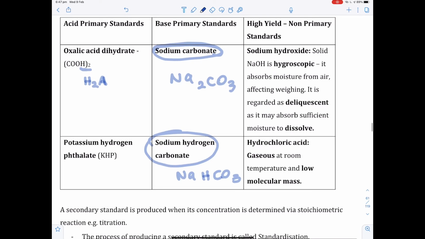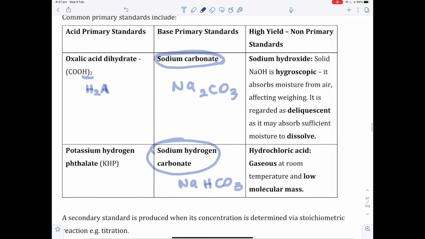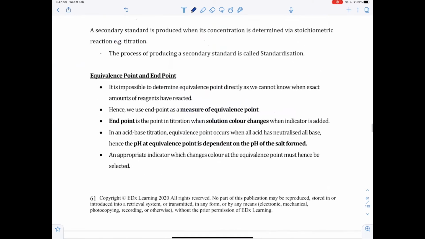Okay, good stuff. Now, you see this word here, deliquescent, when describing NaOH. This quite literally means hygroscopic. But NaOH is so hygroscopic that it absorbs water from the air, and it absorbs so much water that it will dissolve in the water that it's absorbed. It forms its own solution, just when you leave it alone. That property is called deliquescence. That's what that term means. Good. I think we're going to move on.